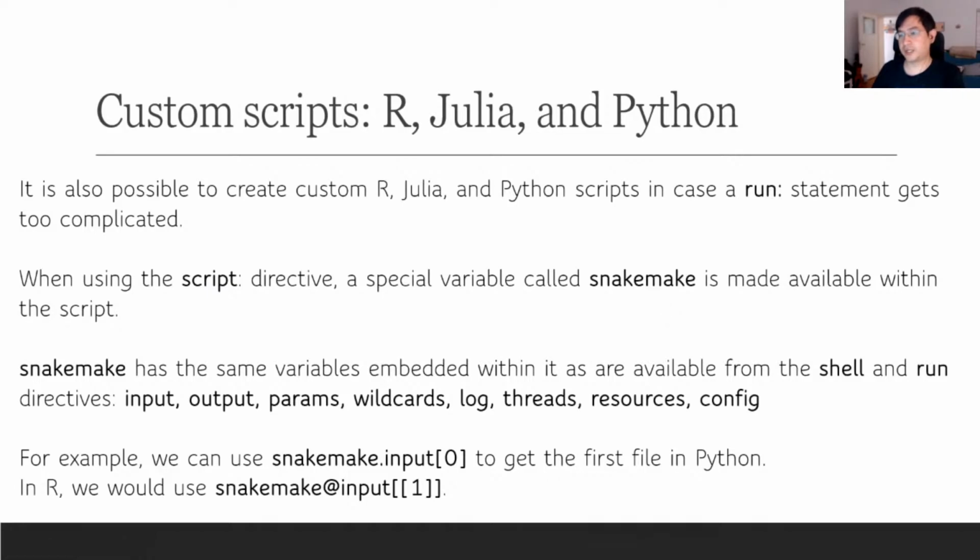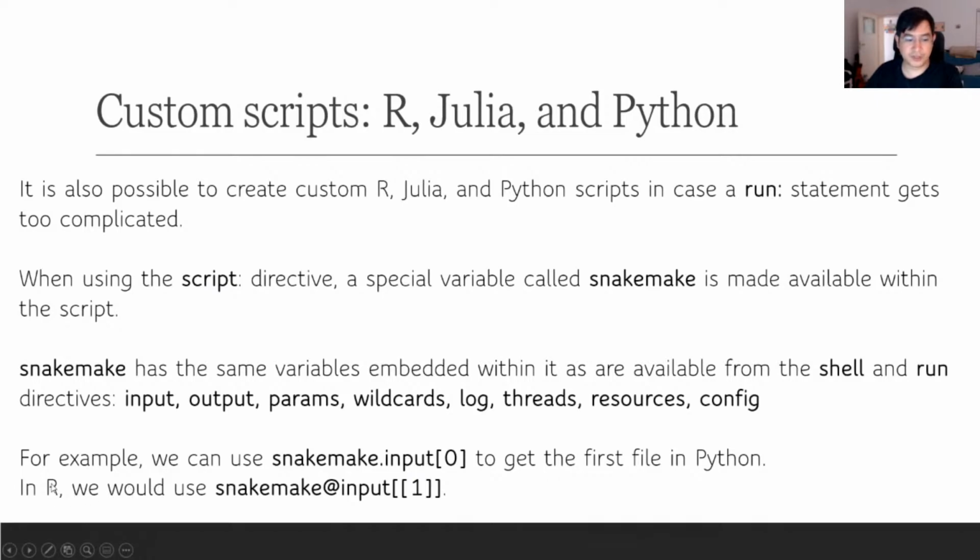So if you're running in Python, for example, you can get this Snakemake variable, and this variable contains all of the special variables that would normally be available to a shell command or a run command. So that's input, output, params, wildcards, logs, and so forth. So for example, if we're now in the script and we want to access the first input file, we would do it using this syntax.